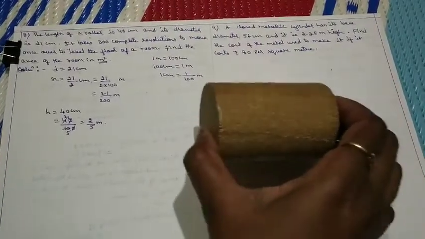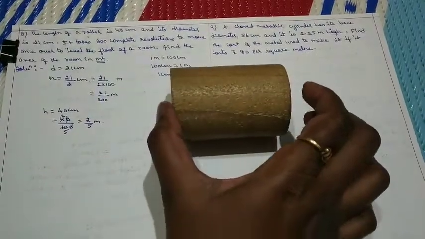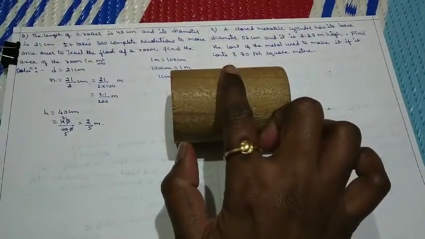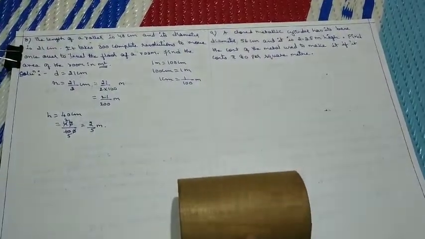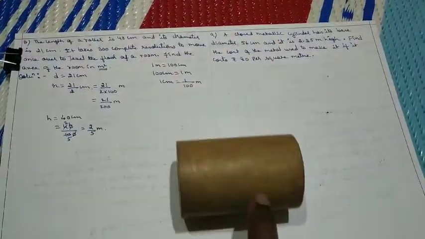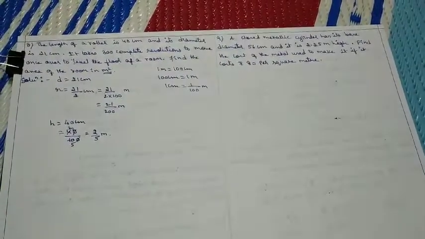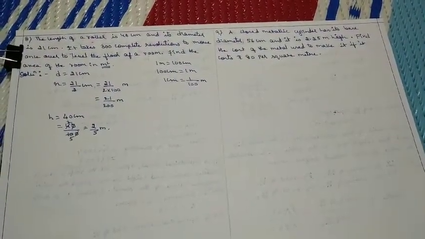As I told you, the roller will be in the form of cylinder. So to level the floor, here we need to find the CSA of the roller, right? So CSA of the cylinder is nothing but 2 pi r h.